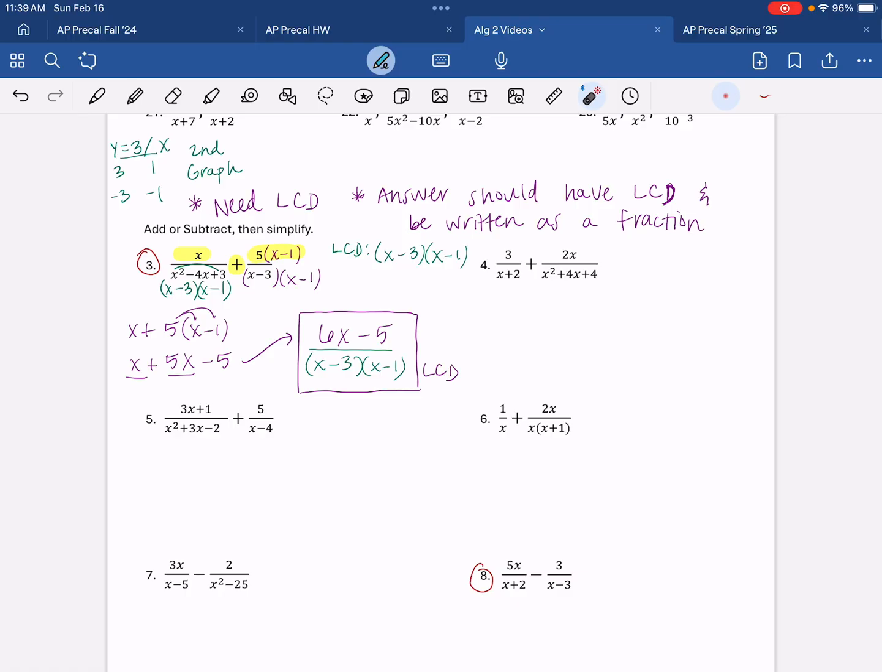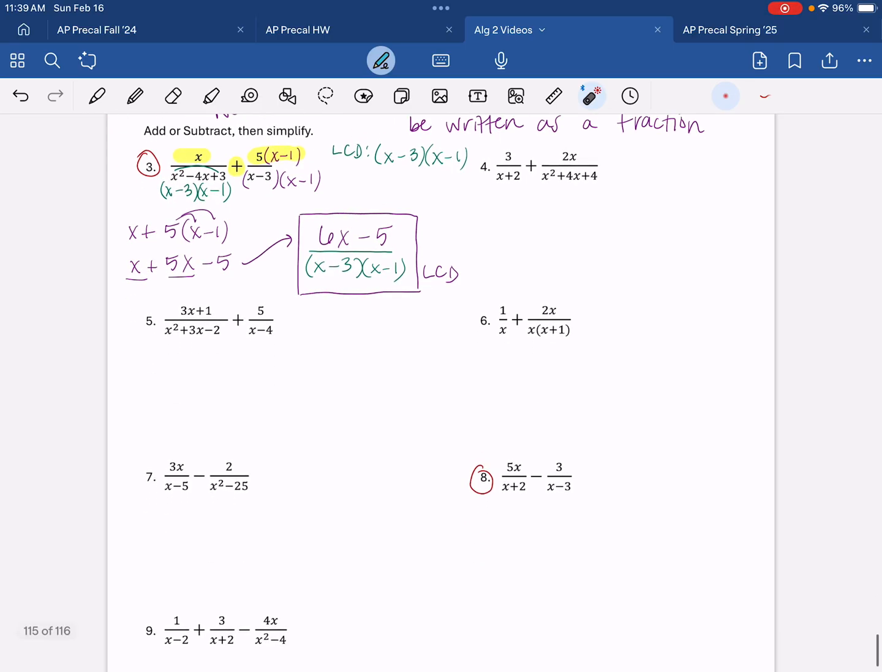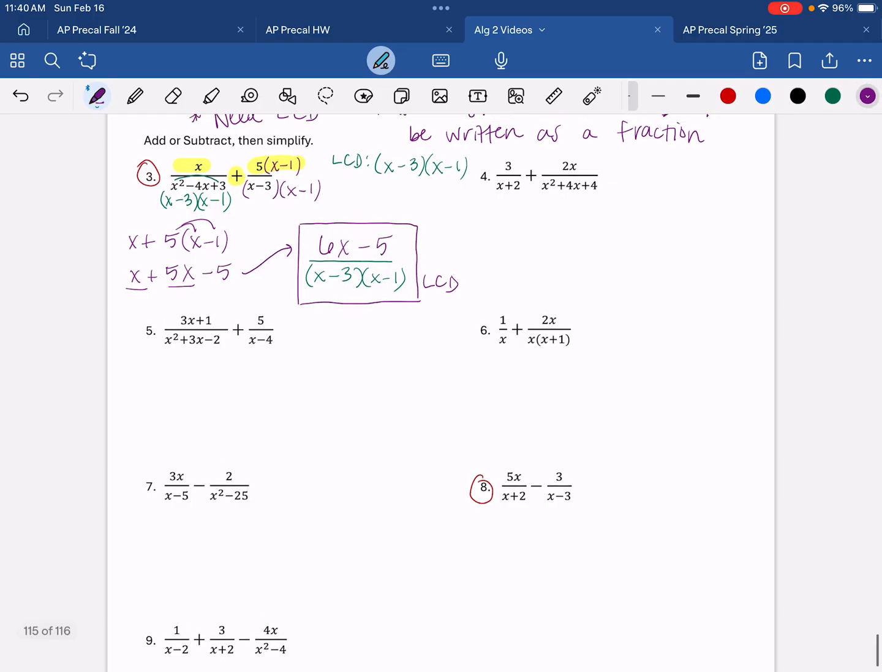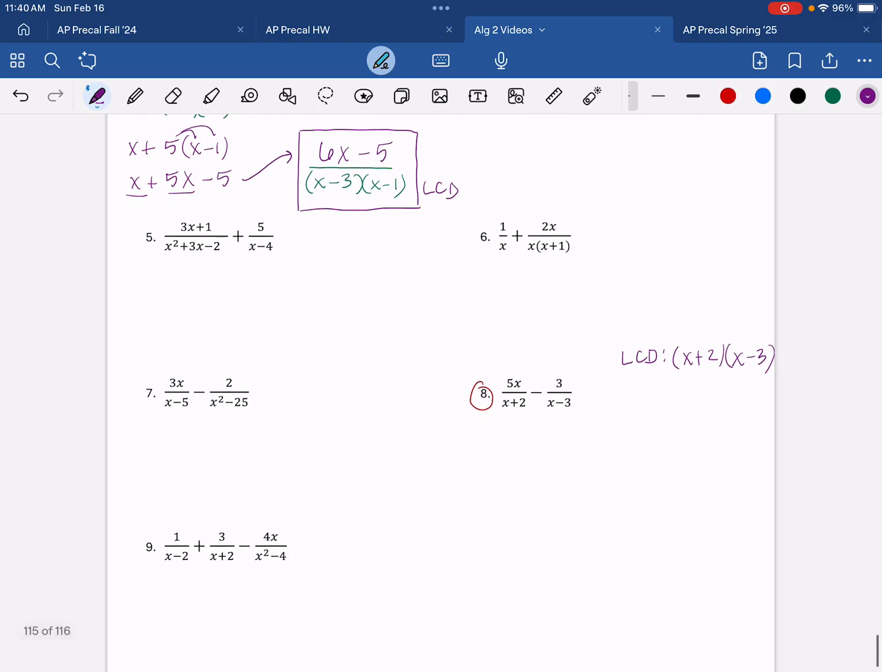Okay, y'all, one more. Let's do a subtraction. I picked number 8 because it's kind of different than the others. When I look at number 8, I see that it's an x plus 2 and an x minus 3. There's nothing to factor, and there's also nothing in common. So remember, there could be problems where the least common denominator is just both of the denominators, x plus 2 and x minus 3. So I'm going to just write myself, my final answer is going to go here, and it's going to have this denominator.